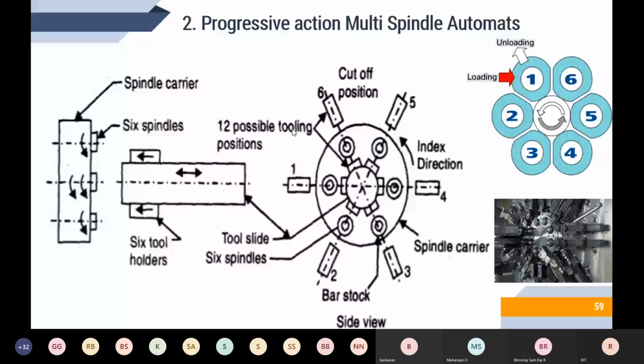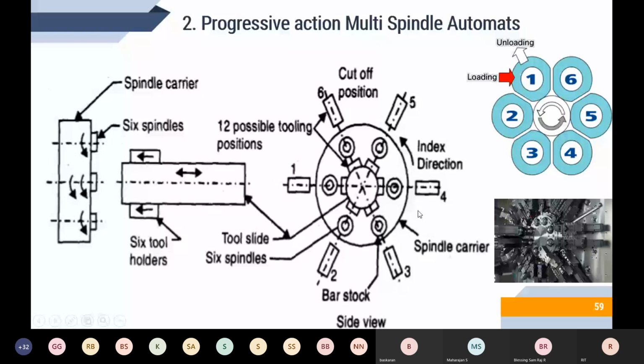So based on the process requirement, for example, turning, facing, chamfering, threading, boring, and final finishing, these are the operating processes. It's not mandatory that every time we have to pass the material through 6 stages. It's based on the requirement. Sometimes it may be 3 positions, sometimes it may be 5 positions.